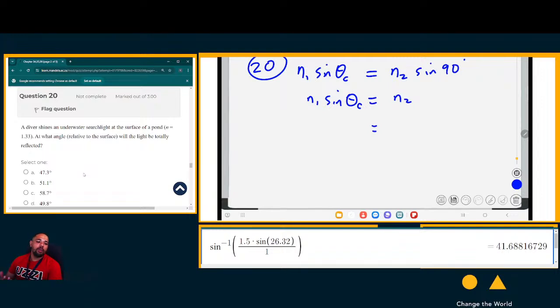This is basically what they're asking: what's the critical angle? Because bigger than the critical angle, the light will be totally reflected. It will not be refracted. It will be reflected like a mirror. So the sine of the critical angle is then equal to N2 over N1.